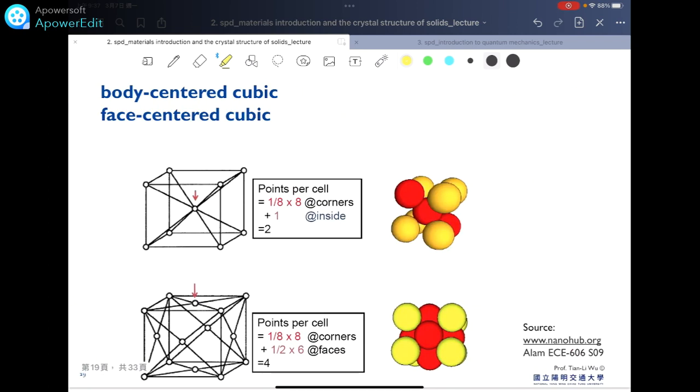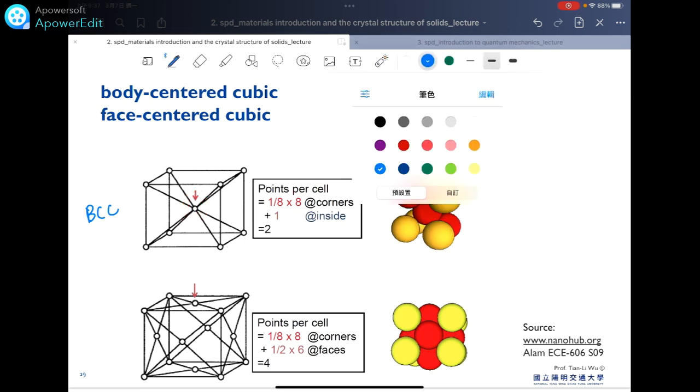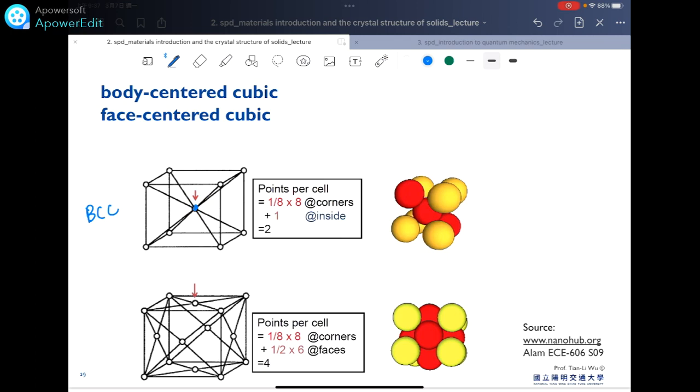The same applies if we consider a BCC, where we have one in the center and eight in the corners. In this case, we have 1/8 times eight for the corners and one inside. So the total number per cell will be equal to two.